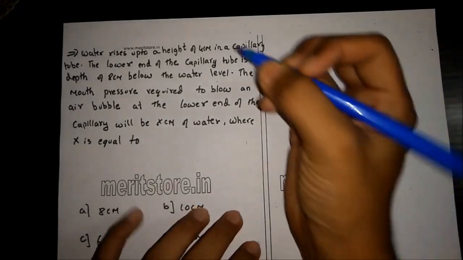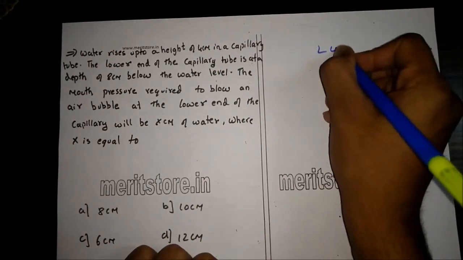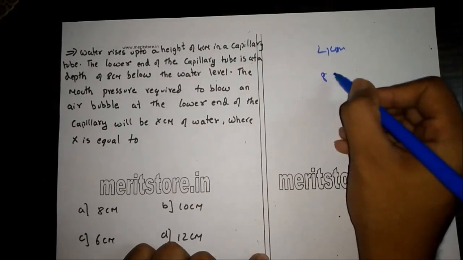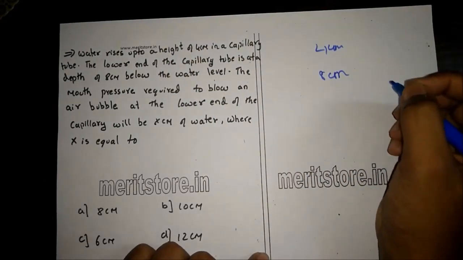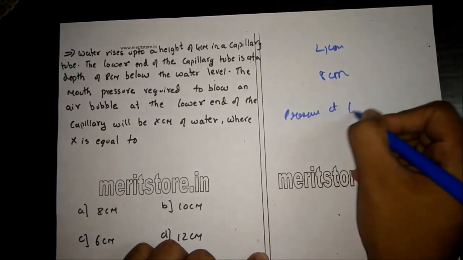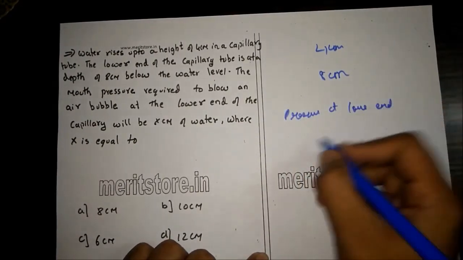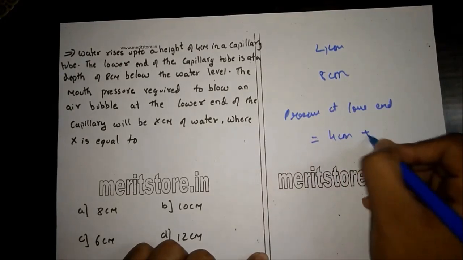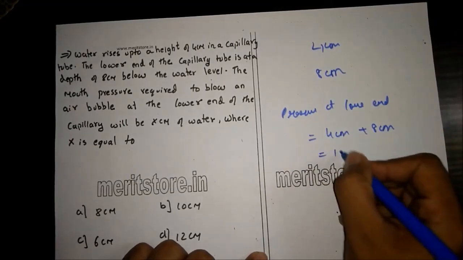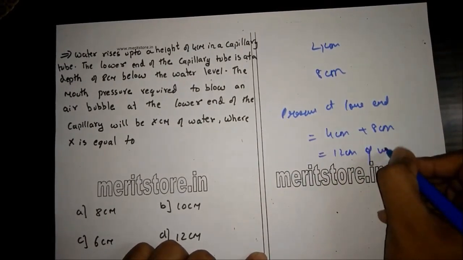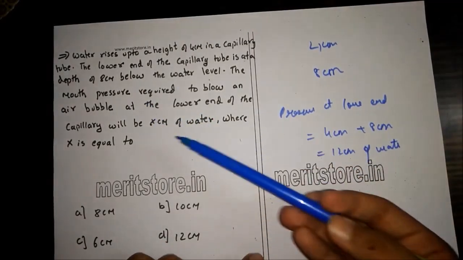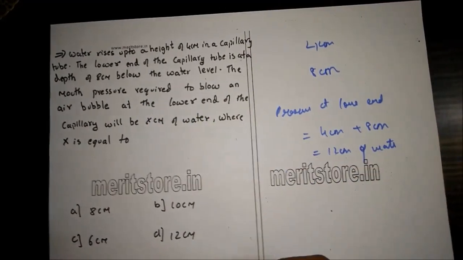Now we know that water rises up to a height of 4 centimeter in the capillary tube. The lower end of the capillary tube is at a depth of 8 centimeter. Therefore, the pressure at the lower end will be equal to this 4 centimeter plus the 8 centimeter, which is equal to 12 centimeter of water. Therefore, 12 centimeter is the value of x which will be required to blow an air bubble at the lower end of the capillary. Therefore, the correct answer is option D.